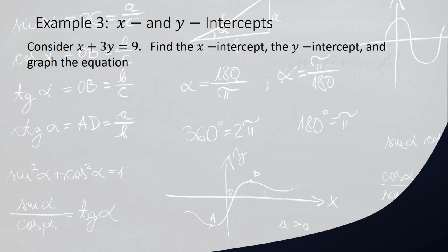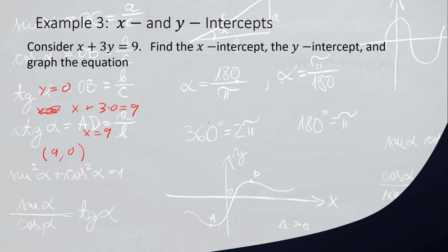So here we have x plus 3y is equal to 9. To find the x-intercept, we want to let y be equal to 0. That gives us x plus 3 times 0 is equal to 9. Well, 3 times 0 is 0, so we can rewrite this as x is equal to 9. And there we are. Our x-intercept is going to be 9, 0.